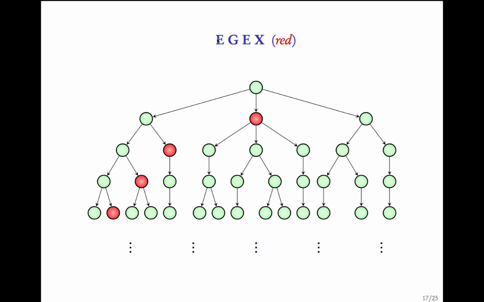This is one more tree which satisfies EG EX red. Now, EX blue is a state formula. Similarly, AG red is a state formula. And this until is a path formula, which is true on this path. This state satisfies EX blue, this state satisfies EX blue, this state satisfies AG red. So this path satisfies EX blue until AG red, and E of this is again a state formula which is true on this state. So there exists a path satisfying this until formula.